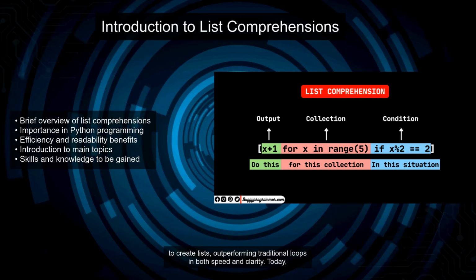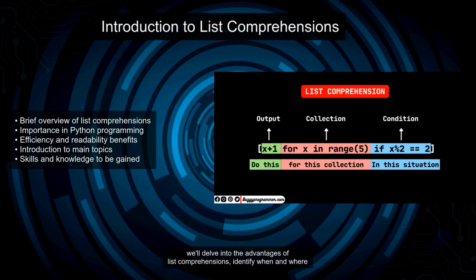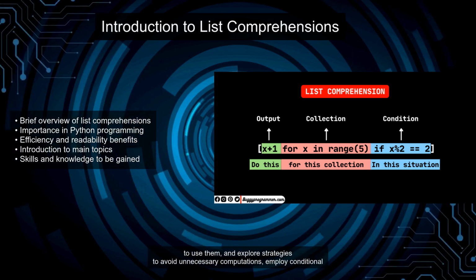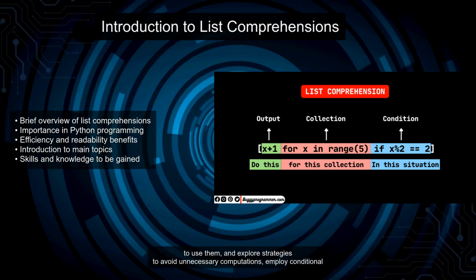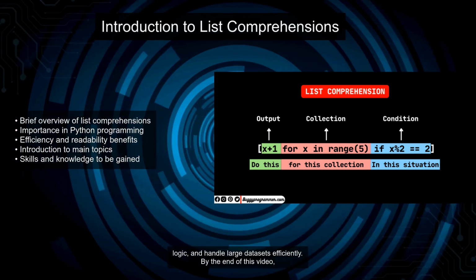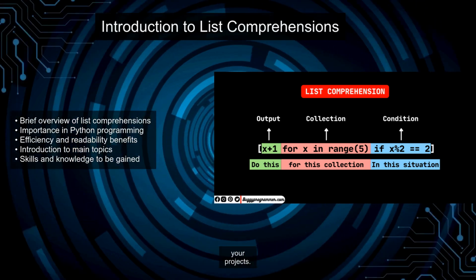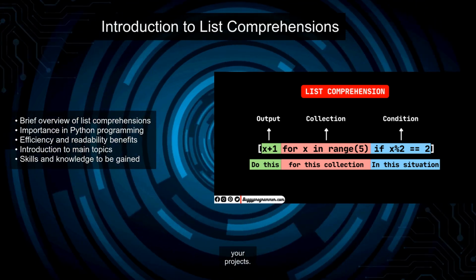List comprehensions offer a concise way to create lists, outperforming traditional loops in both speed and clarity. Today, we'll delve into the advantages of list comprehensions, identify when and where to use them, and explore strategies to avoid unnecessary computations, employ conditional logic, and handle large datasets efficiently. By the end of this video, you'll be equipped with the skills to implement list comprehensions effectively in your projects.